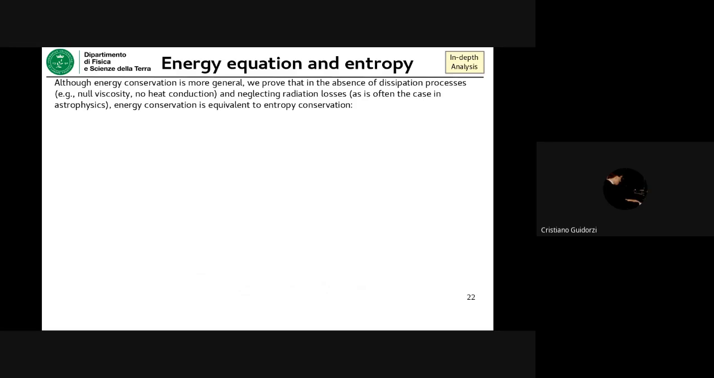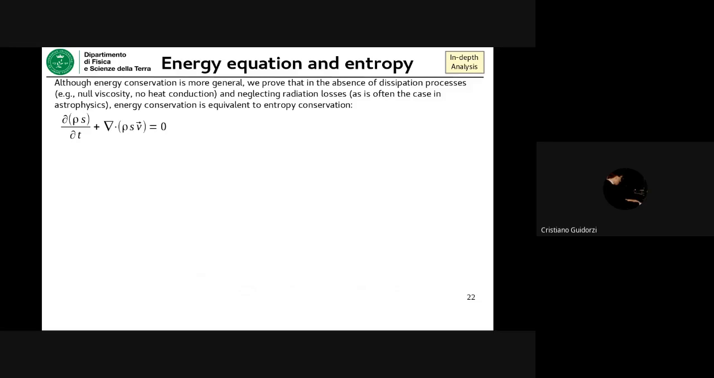What is that? Well, I remind you that in the absence of the dissipation processes that I already mentioned, so in the absence of viscosity, in the absence of heat conduction, and when we neglect radiation losses, entropy is conserved. So it means that if you work out the total derivative of entropy, this is zero.